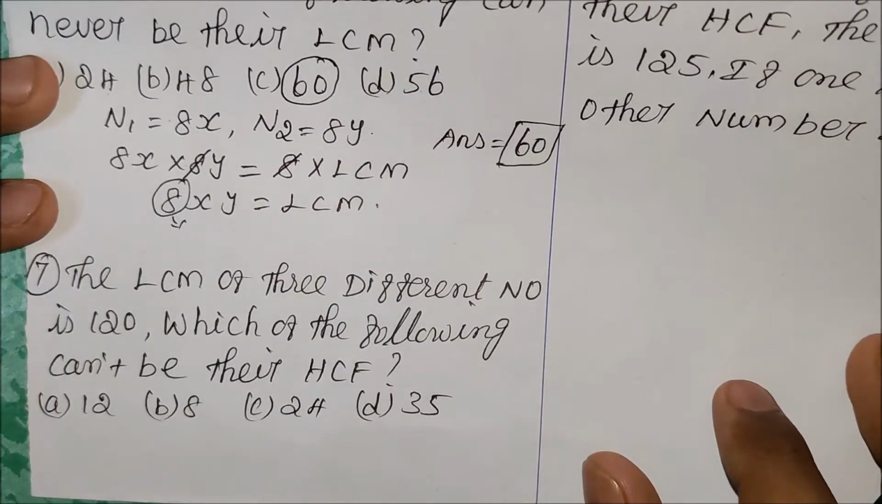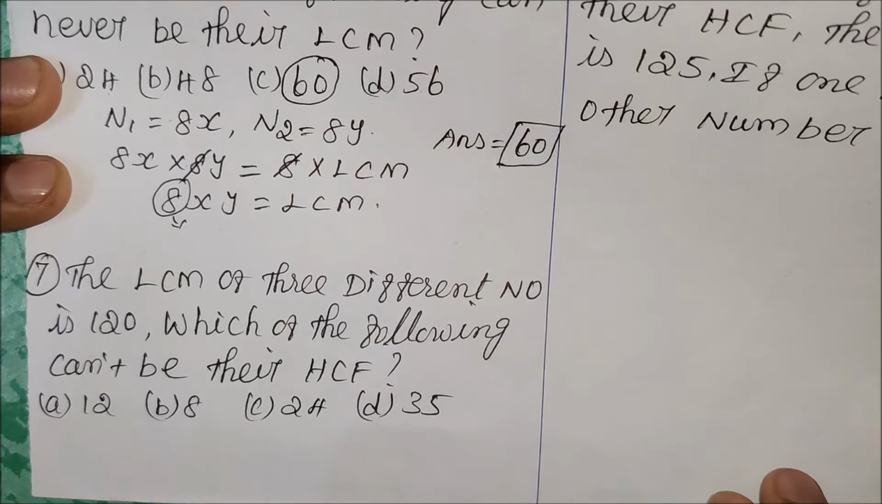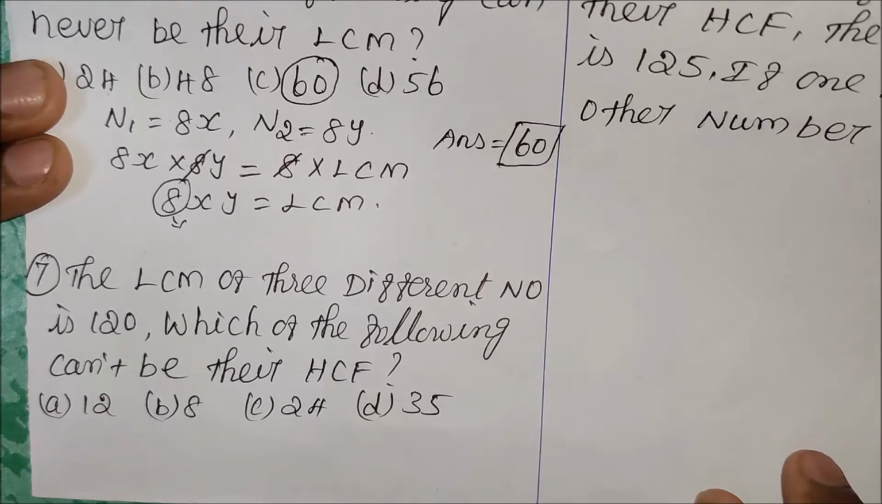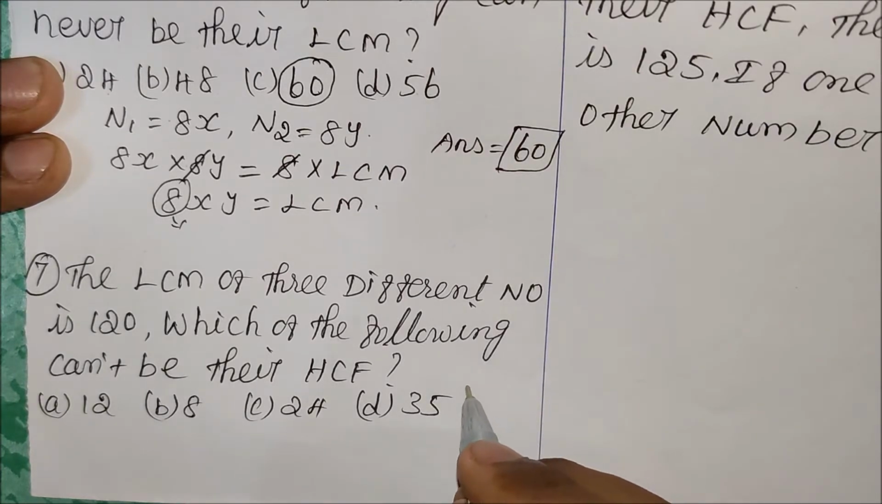The LCM of three numbers is 120. Which of the following cannot be their HCF? It will be similar to the previous question, and let me tell you how to solve this question in a smarter way. Here we have 12, 8, 24 and 35. First I need to find the prime factors of 12, 8, 24 and 35.